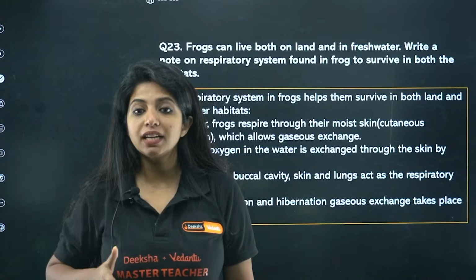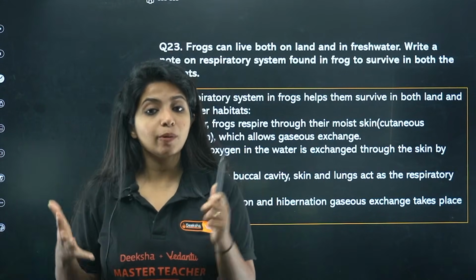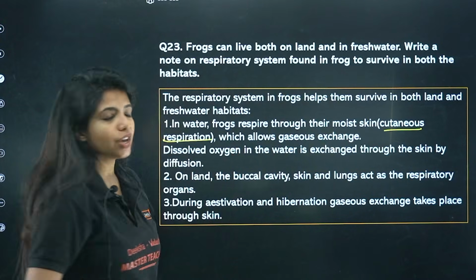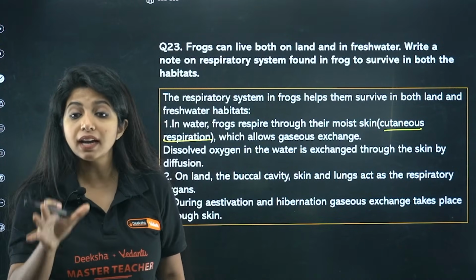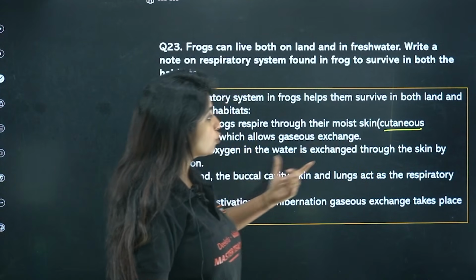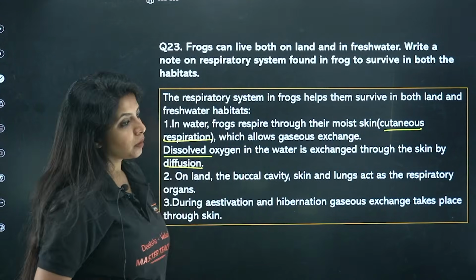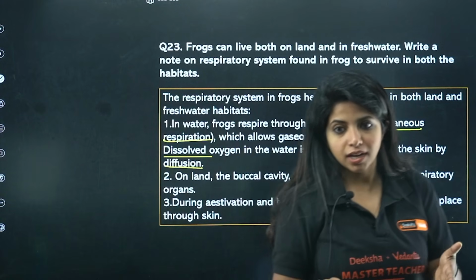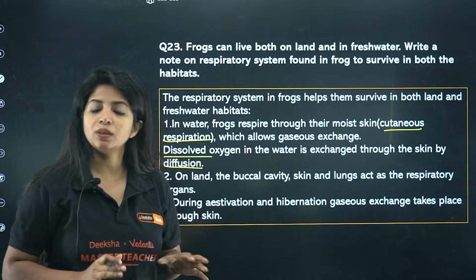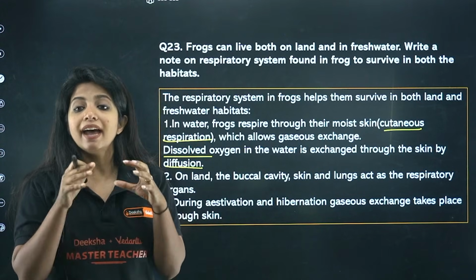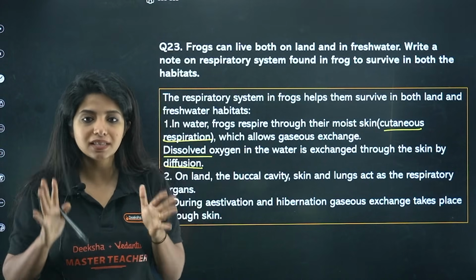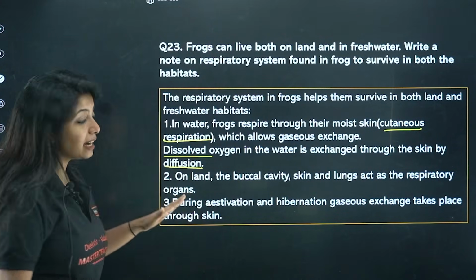So frog basically respires through the skin, and this type of respiration is known as what? Cutaneous respiration. Now read the next line also. Dissolved oxygen in the water is exchanged through the skin by diffusion. So in the water you have dissolved oxygen, and the amount of oxygen would be very, very less. It's not like the atmospheric oxygen that we have. In the water, that dissolved oxygen is pretty less, and my dear children, it is exchanged through mere diffusion with the help of the skin in between. That's all.